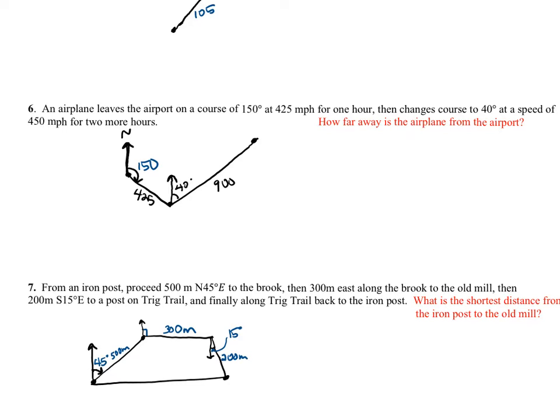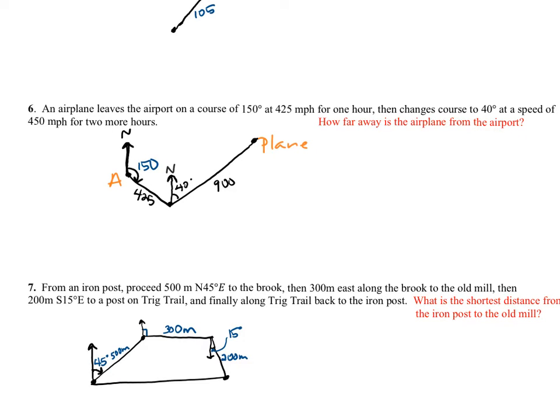Taking a look at the picture, we started with our first north on that left-hand side, so the airport is over here on the left. The plane traveled 425 miles at a bearing of 150 degrees, changed course, so I drew a new north, like so, with a course of 40 degrees. 2 hours at 450, that's where the 900 comes from. So the plane is over here at this time.